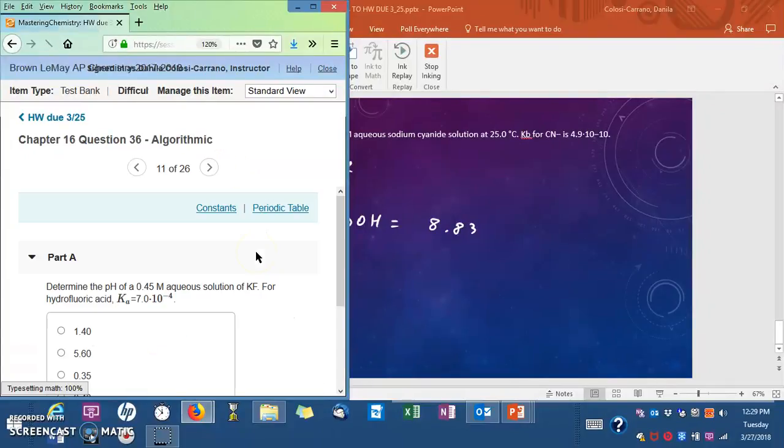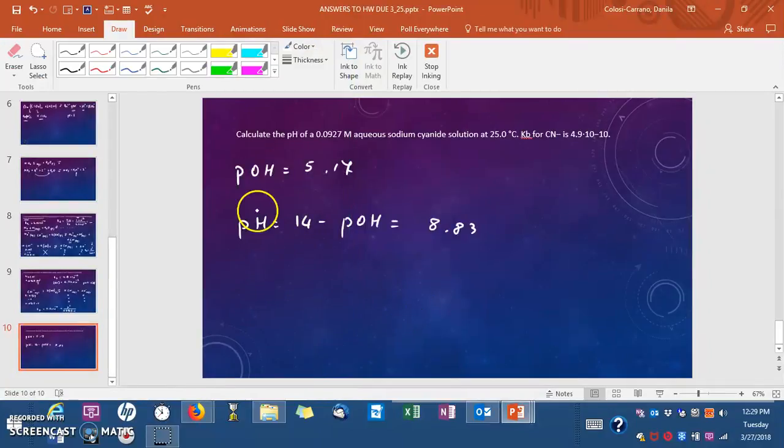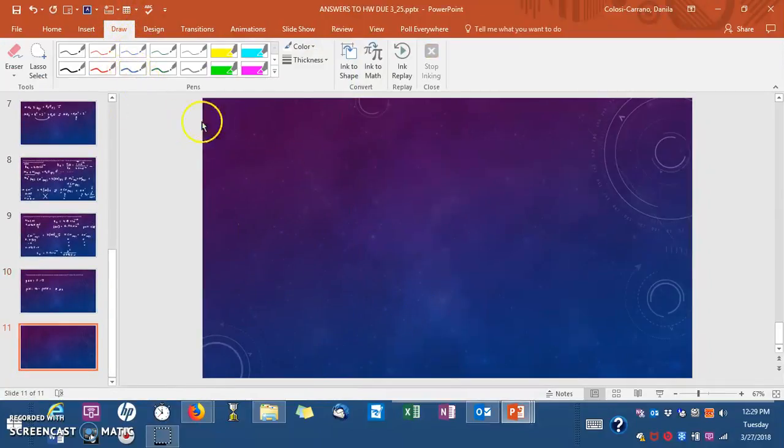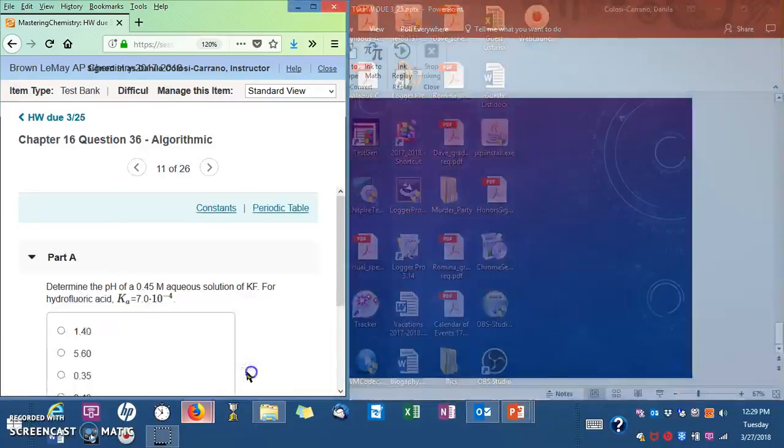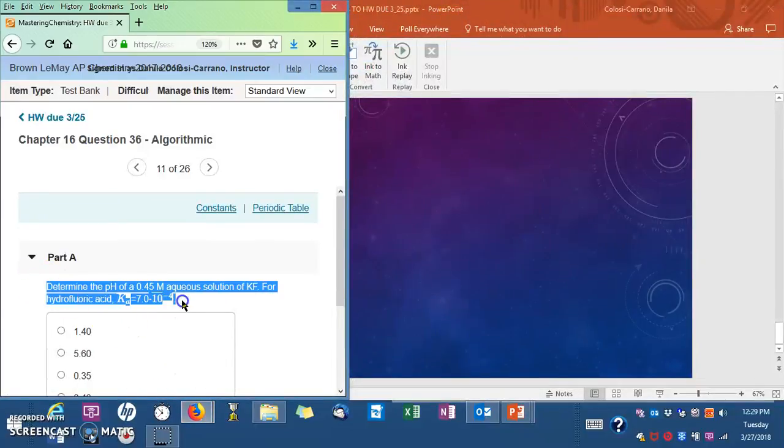So definitely doesn't belong. So I will go for that answer, and it is right. Next one. One more problem. Determine pH if you have this amount. You have this molar solution of KF. KF is the salt, and when it dissolves in water, K is completely released, so now you have the F minus in place alone. So let's do this again.